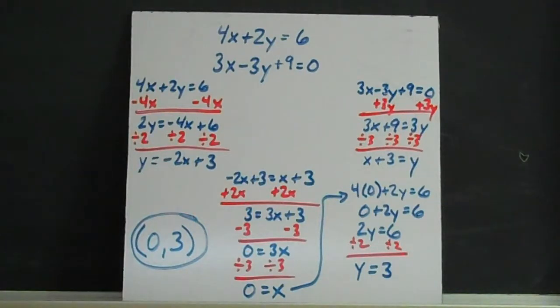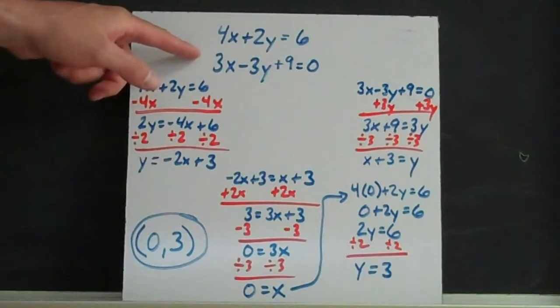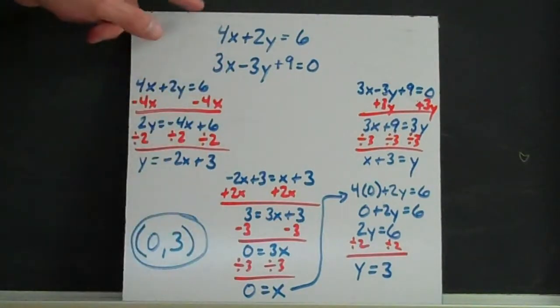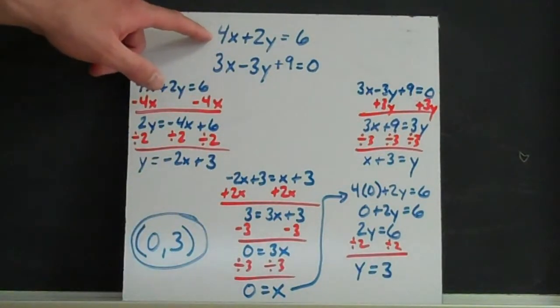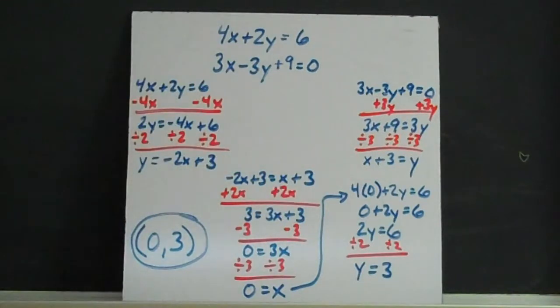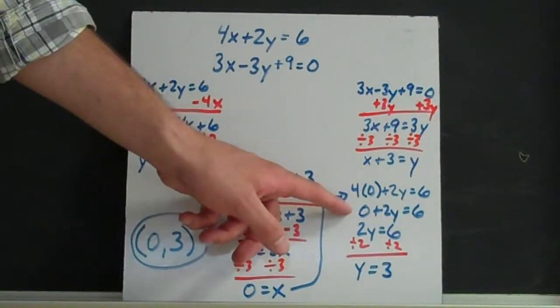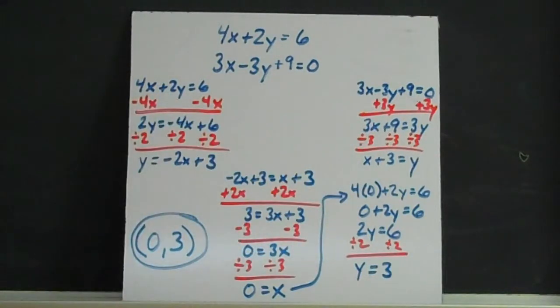We then need to plug that into one of our equations. Either one will work. I used the top one. So if x equals 0, I have 4 times 0 plus 2y equals 6. 4 times 0 is 0. So we just have 2y equals 6. Divide both sides by 2, y equals 3. So our point of intersection is (0, 3).